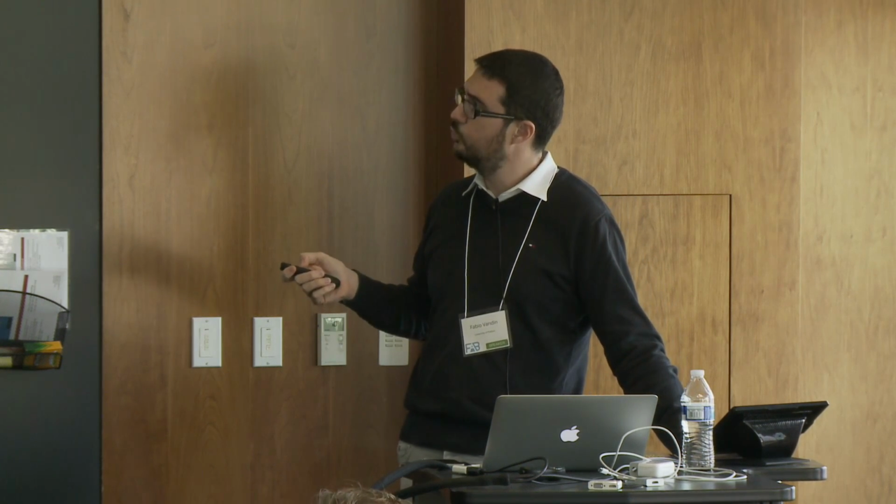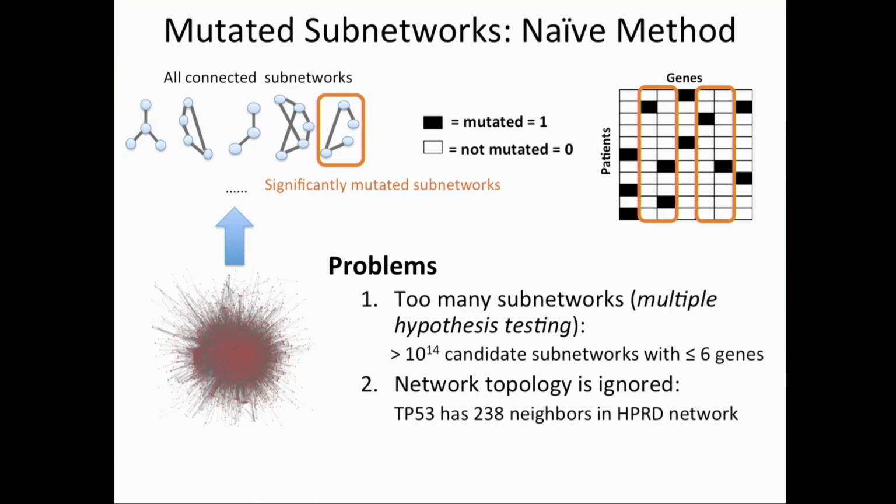Okay. This approach, however, again, has some problems. The first one is that there are just too many subnetworks to test. So there are more than 10 to the 14 candidate subnetworks that one needs to enumerate and test. And this, again, poses a problem from the computational point of view and the statistical point of view, because there will be a lack of power with the number of samples that we have.